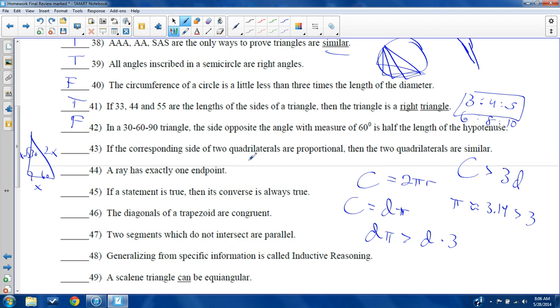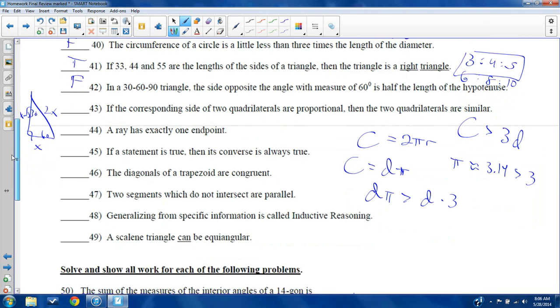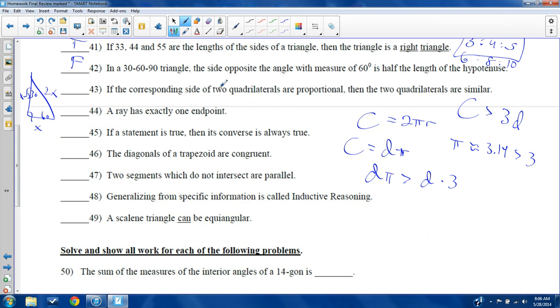43, if the corresponding sides of 2 quadrilaterals are proportional, then the 2 quadrilaterals are similar. Well, actually, you know what? I don't know if that's always true. I know it is for triangles. If you have like 2 to 1, 2 to 1, the only question is, can I change the angles? Can you manipulate the angles meanwhile having this proportion? Because you could possibly have, let's see, that longer, shorter. I'm going to say that's true.